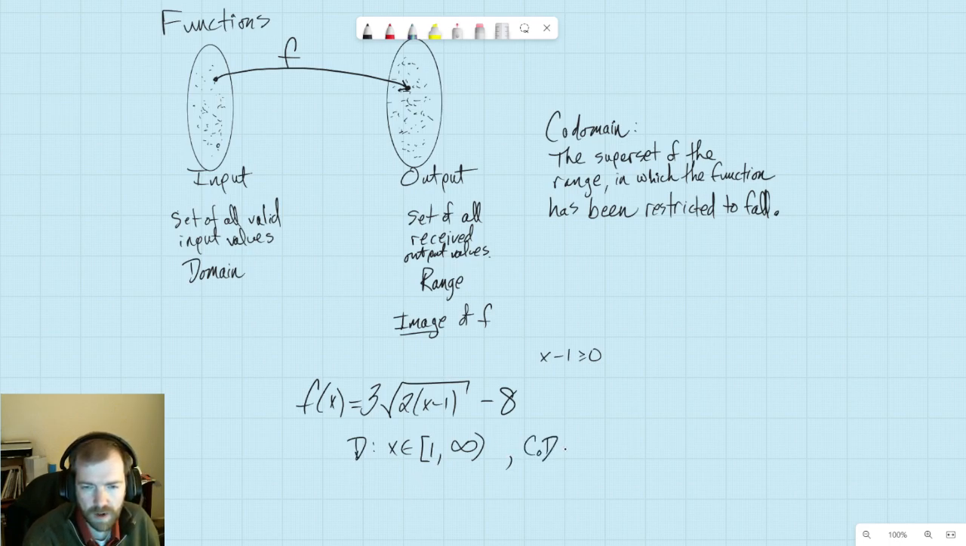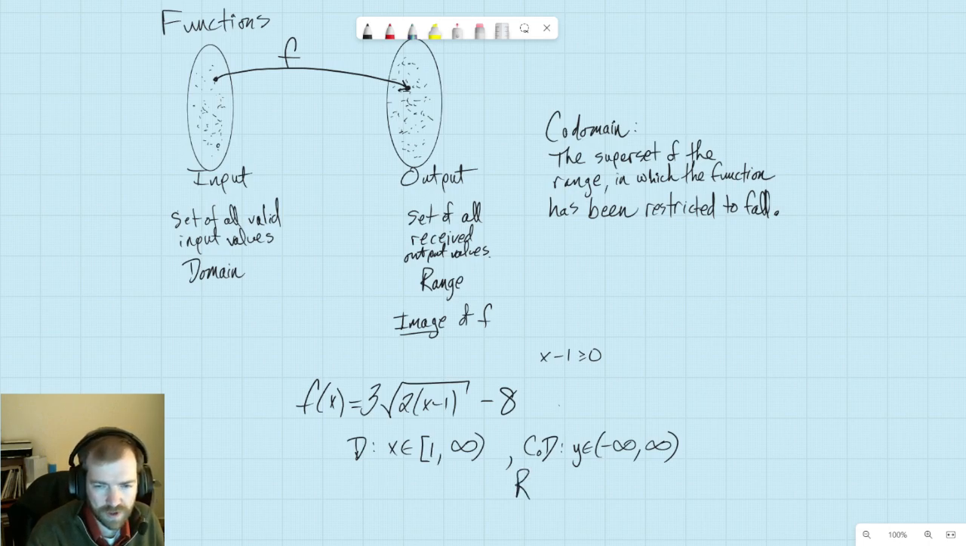Our codomain is going to then be, well, again, without doing an analysis of what's going to happen here, we could just say it's going to be all real numbers, right? Our y values are going to correspond with some set of real numbers. Don't really much care.